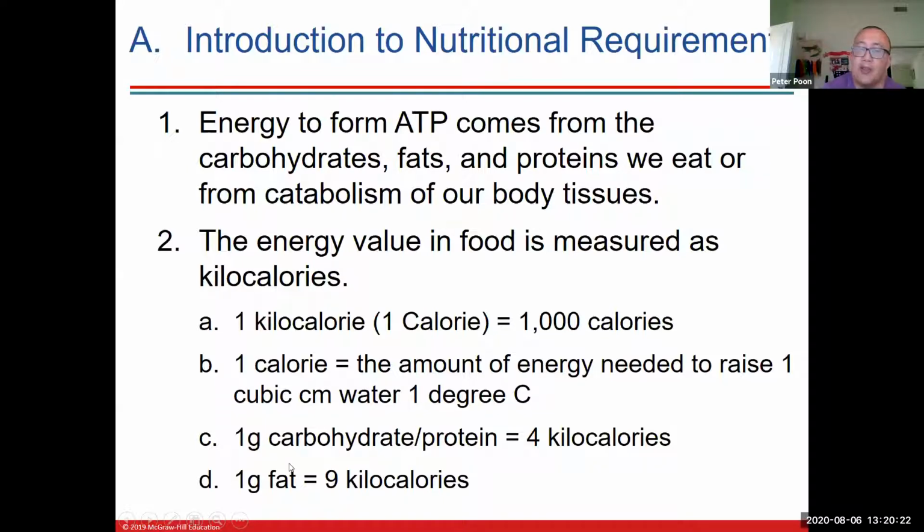1 gram of carbohydrates or 1 gram of protein has about 4 kilocalories, or 4 big calories. 1 gram of fat has 9 kilocalories. So it's more than double. So fat is a very, very high nutritional density material.